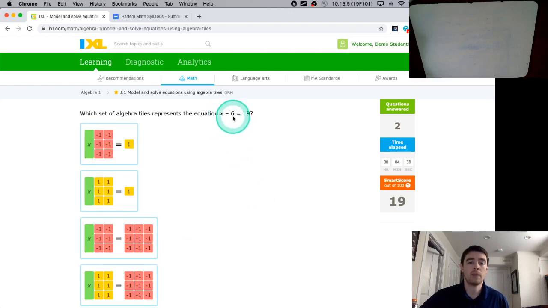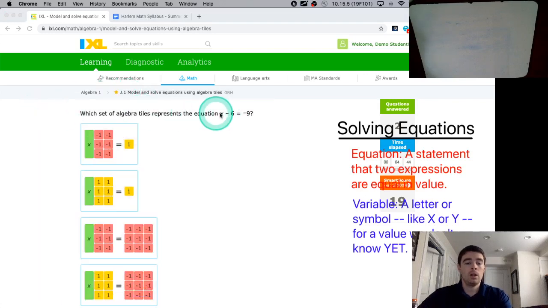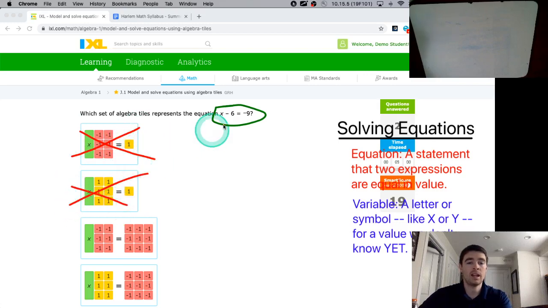Here they want x minus 6 equals negative 9. So we'll go ahead again. Give me 1 second to clean the screen up. So if our equation is x minus 6 equals negative 9, I need something that has negative 9 on the right side. And for these two situations, I know they're going to be wrong because ultimately all they have is a positive 1 on the right side of the equal sign, and I needed a negative 9. Both of these options have the negative 9 here. But now I need the one that has a positive x and a negative 6 in value.